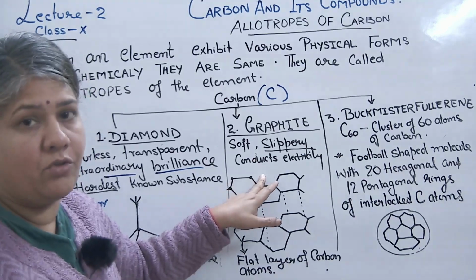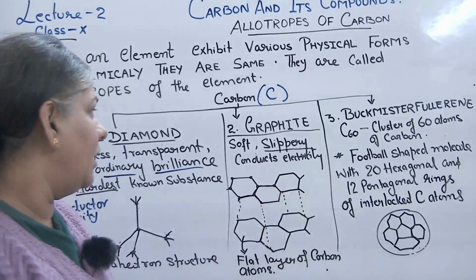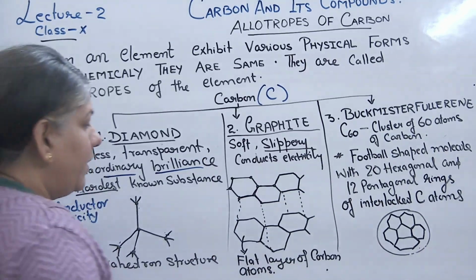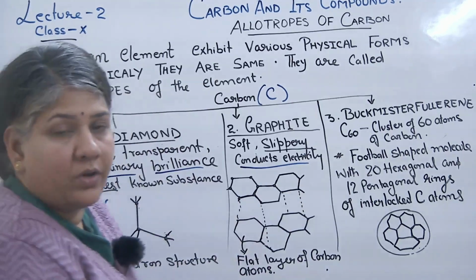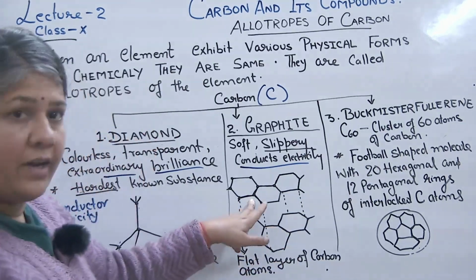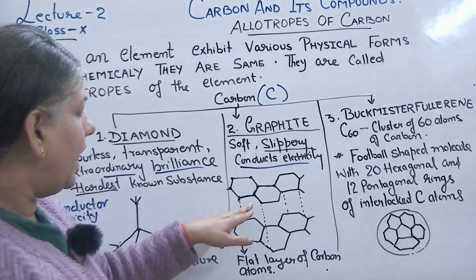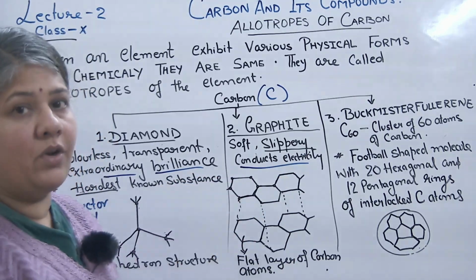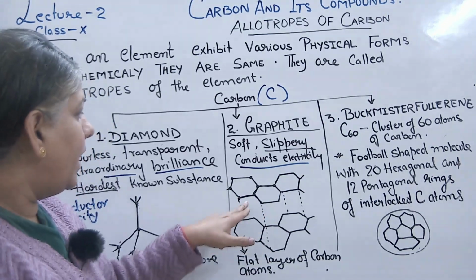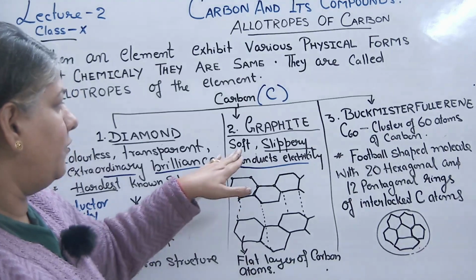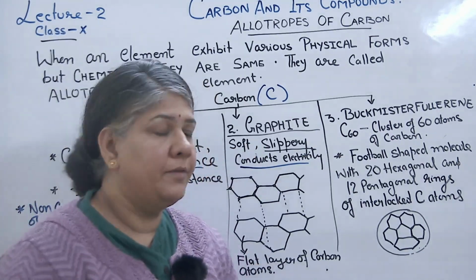The fourth valence electron is free. So that helps in conduction of electricity. It is a good conductor of electricity. Again, I'll repeat: 3 electrons are used in forming the covalent bonds in this flat sheet, and the fourth valence electron is free, and that is helping in conduction. And this kind of structure gives its slippery nature, hence it is used as a lubricant.